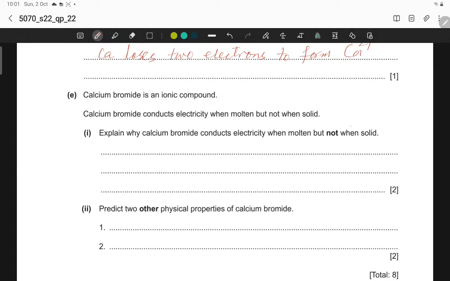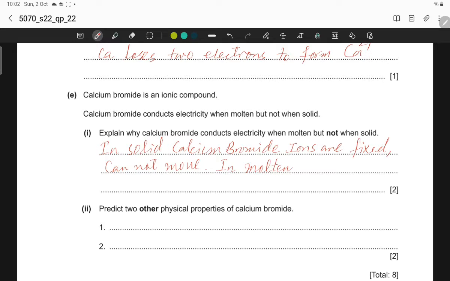Calcium bromide is an ionic compound. Calcium bromide conducts electricity when molten but not when solid. Explain why. In solid calcium bromide, ions are fixed and cannot move, while in molten or liquid form, ions are free to move.